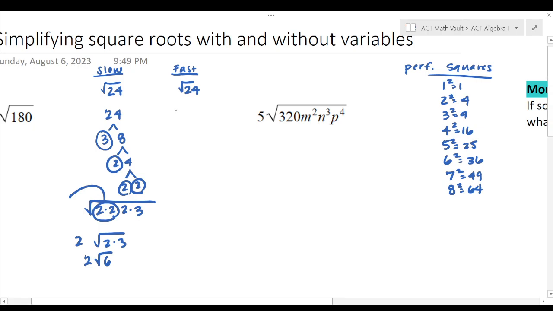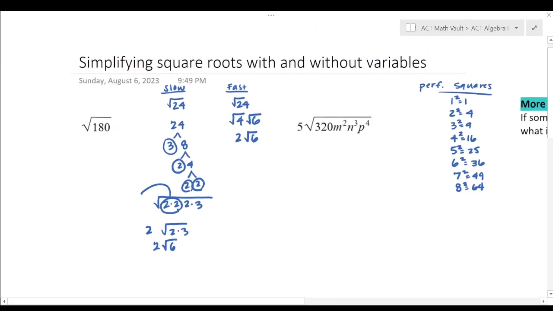So that is 4. So I could take this 24 and call it square root of 4 times 6. What's left over is a 6. And hey, that's just 2 root 6. So either way I do it, I'm getting 2 root 6, but the fast method is so much better.